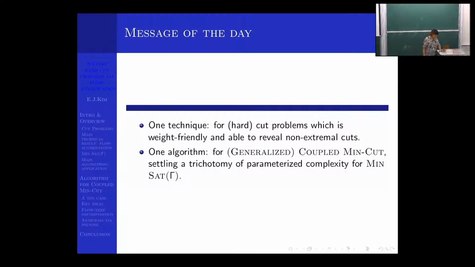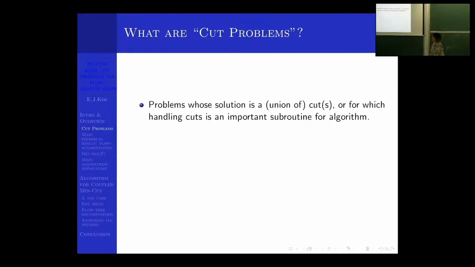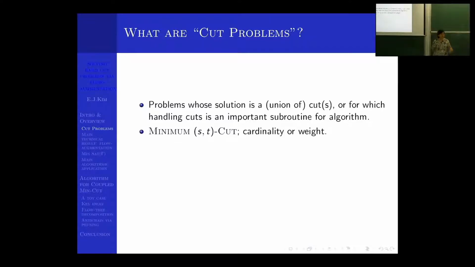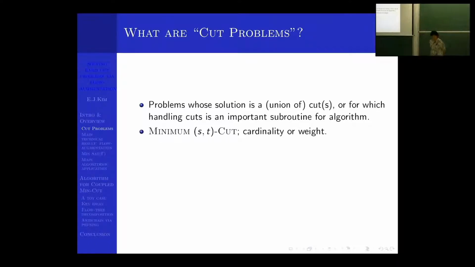So even if you don't understand some notation here, don't worry, it will appear at some point during the talk. So what do we mean by cut problems? By cut problems, we mean problems whose solution is a union of cuts or a cut, or for which handling cuts is an important subroutine for designing algorithms. Probably the most well-known cut problem is the minimum s-t cut problem. You are given a source and a sink, and you want to find the minimum cut. It can be weighted or cardinality, and for both versions, we know that this problem can be solved efficiently.